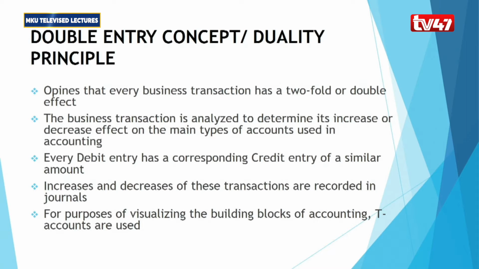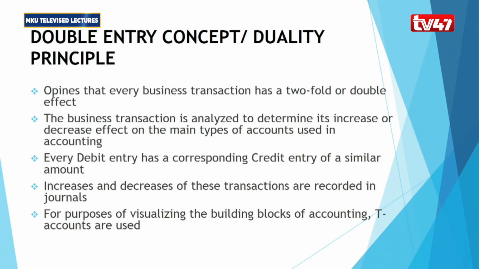So for this particular generally accepted accounting principle, it basically opines that every business transaction will have a twofold effect, or what you refer to as a double effect. In that case, this double effect is in such a manner that for every debit entry, there will be a corresponding credit entry of a similar amount.